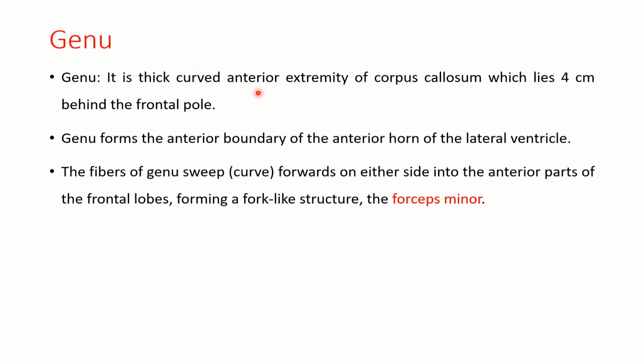The genu is the thick curved anterior extremity of the corpus callosum, and lies 4 cm behind the frontal pole. So the genu forms the anterior boundary of the anterior horn of the lateral ventricle. The fibers of the genu sweep forwards on either side into the anterior parts of the frontal lobes. So they form a fork-like structure called forceps minor.